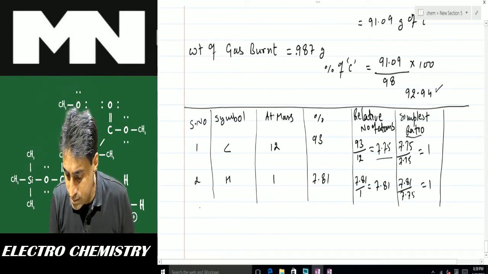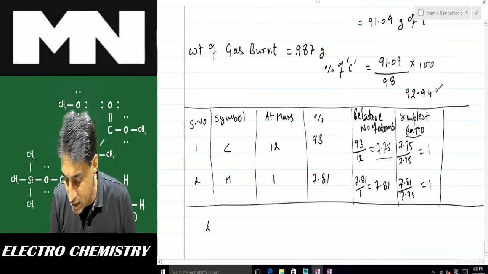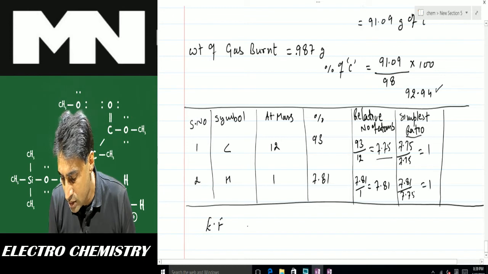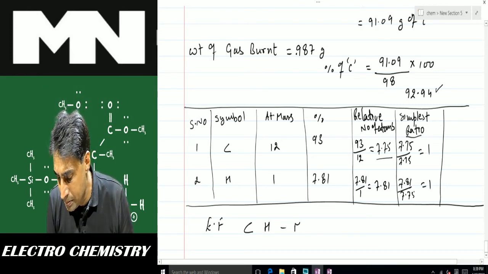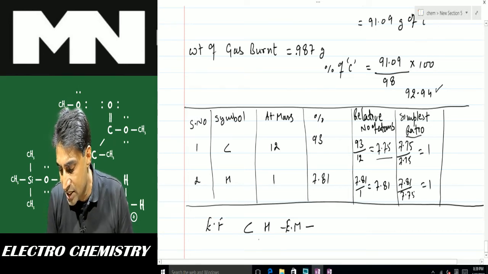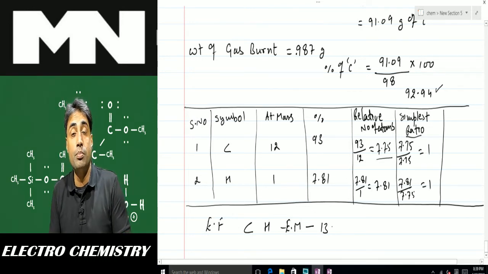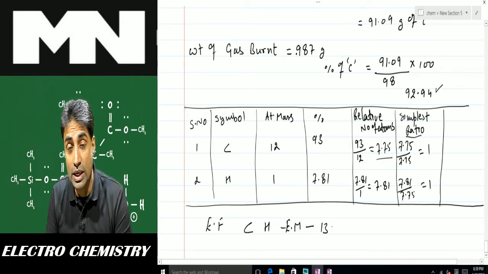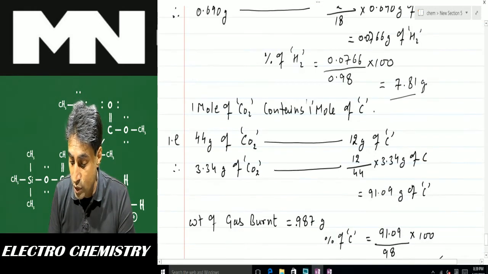That means the empirical formula of the compound is C1H1 and its empirical mass is 13. Now, to calculate the molecular formula, we need to calculate the molar mass. We will again have a look at the question.